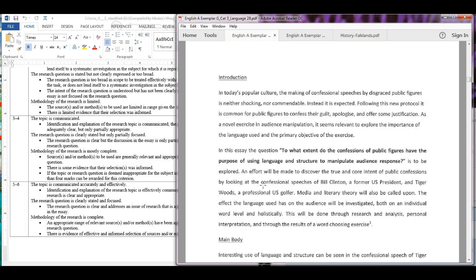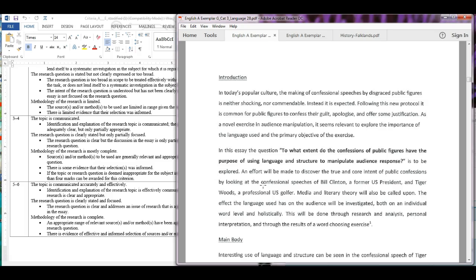An effort will be made to discover the true and core intent of public confessions by looking at the confessional speeches of Bill Clinton, a former U.S. president, and Tiger Woods, a professional U.S. golfer. Media and literary theory will also be called upon. The effect the language used has on the audience will be investigated, both on an individual word level and holistically.